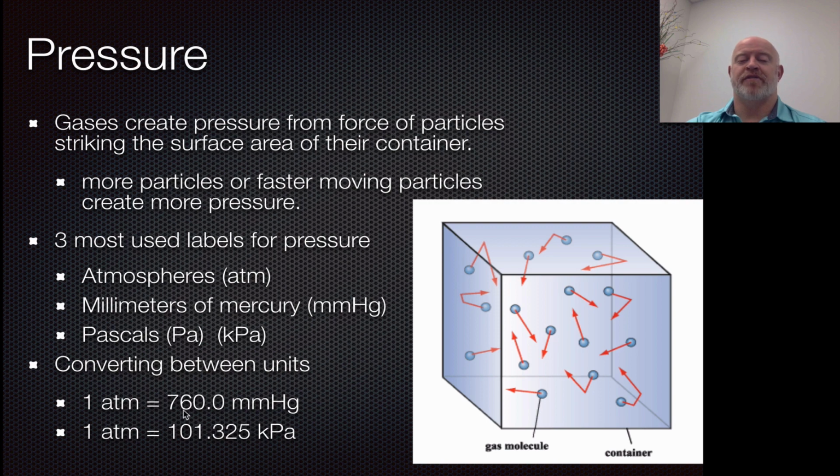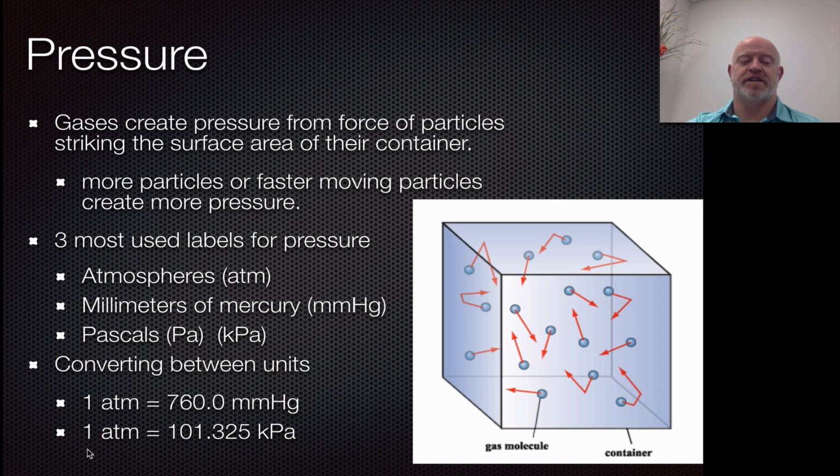Okay, you may have also heard this called 760 torrs, because torr is a word that people use for this also. So we have 1 atmosphere is 760 millimeters of mercury. An atmosphere is 101.325 kilopascals. I remember this one because of the radio station that we have in town here, 101.3. Just remember the 0.25 part.